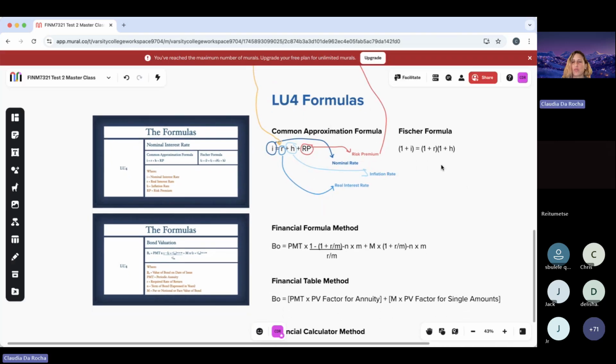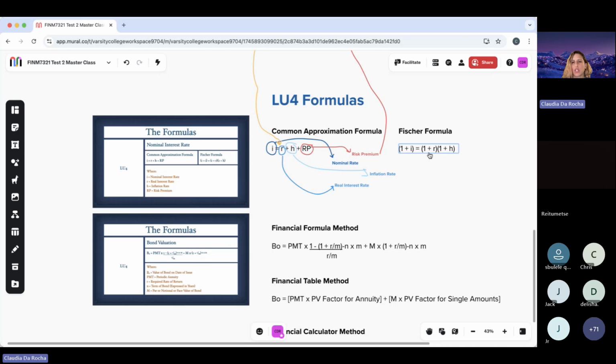Okay, then with our Fisher formula, it's the same thing in terms of our I, our R, and our H. There's no RP with our Fisher formula, so there's no risk premium considered. It's only about looking at the nominal rate, the real rate, and the inflation, that's all. Just so that you are aware, your common approximation formula can also exclude your risk premium. If there's no risk premium in your question, it's 0, or you can actually exclude it. It's up to you.